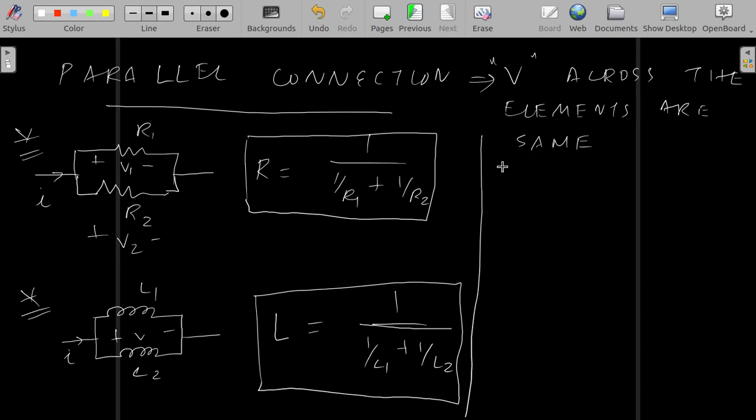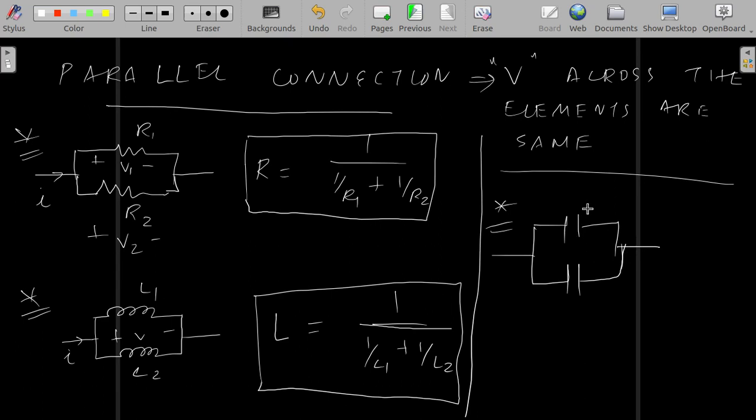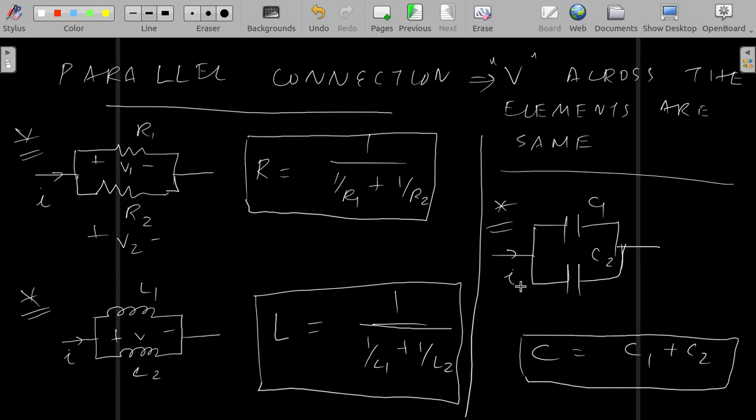Then I think you can assume how two capacitors will be behaving. How will two capacitors C1, C2 behave? C will be equal to C1 plus C2. Again, we can derive these equations from basic Ohm's law and all, but just understand this is how inductors, capacitors and resistances behave when they are connected in series and parallel.